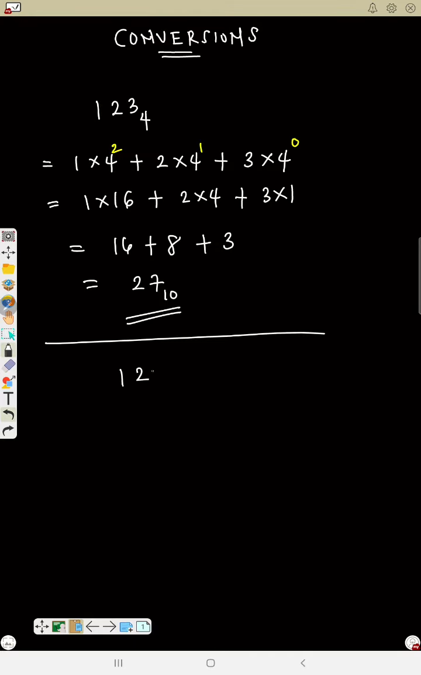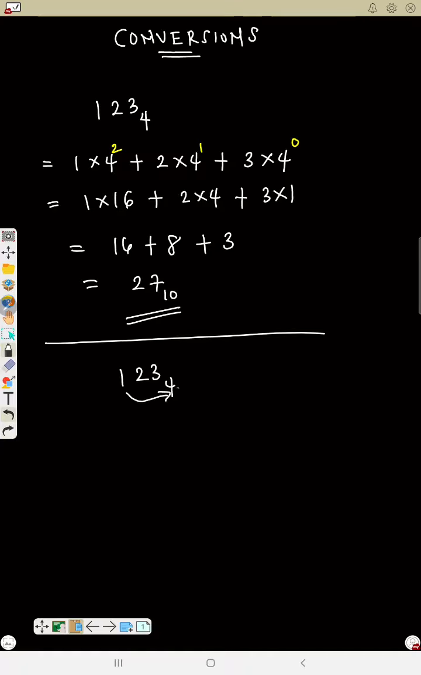So 1, 2, 3 base 4. Again, 1 times 4, 4 plus the next number 6. That 6 again times 4, 24 plus the next number 27. So one more time.